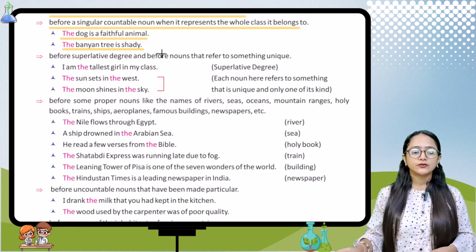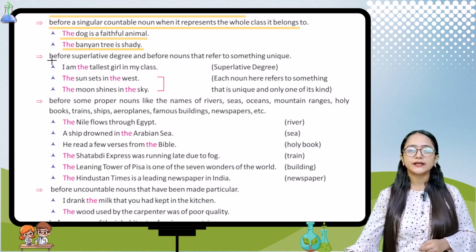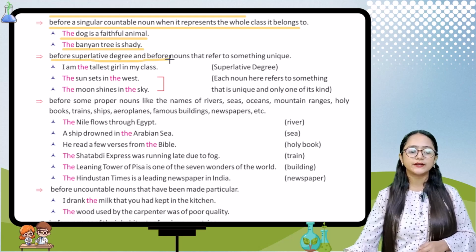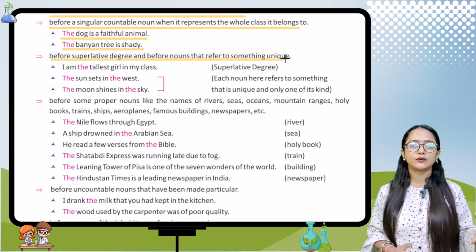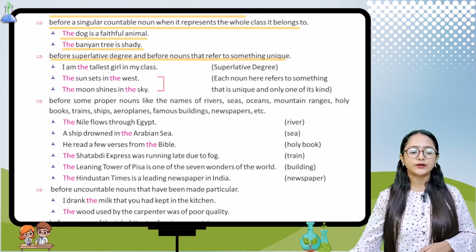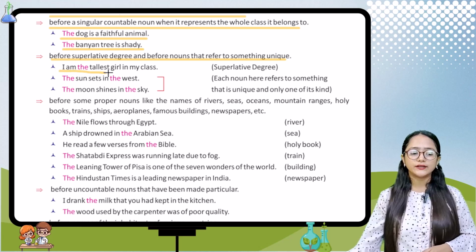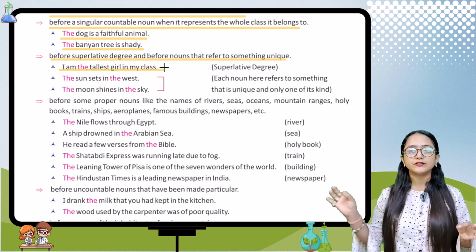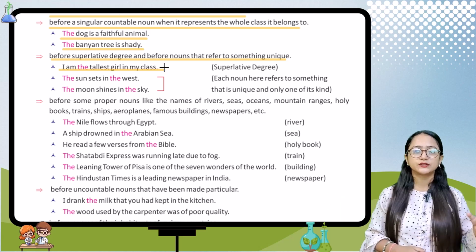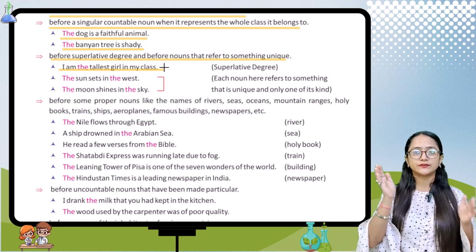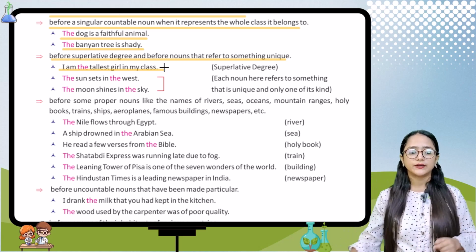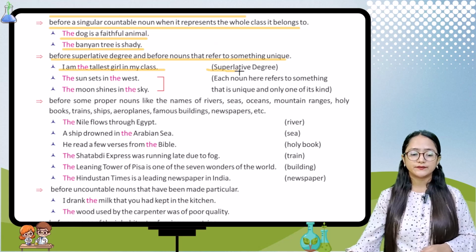So now let's talk about the next point. Before superlative degree and before nouns which refer to something unique. For example, I am the tallest girl in my class. This tallest is the superlative of the word tall, and you can see over here that with the superlative you have to use the. Here you can see the superlative degree.